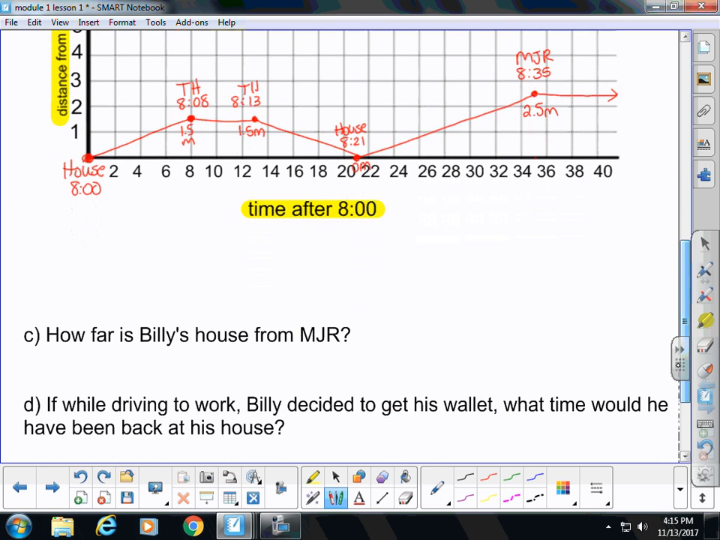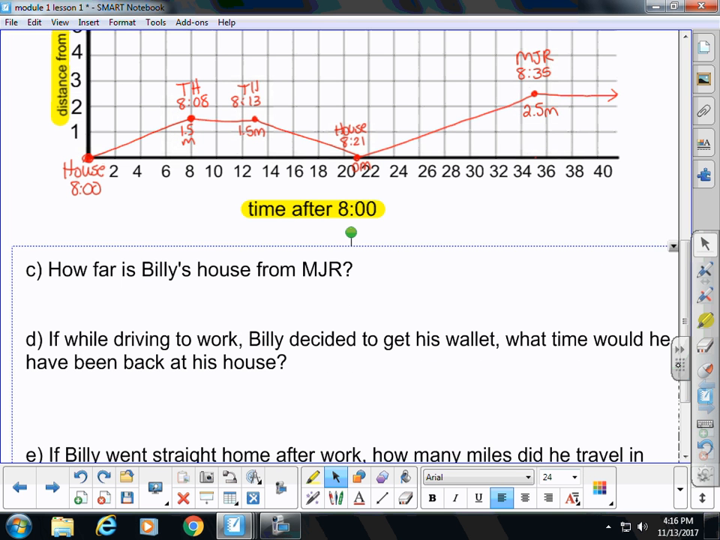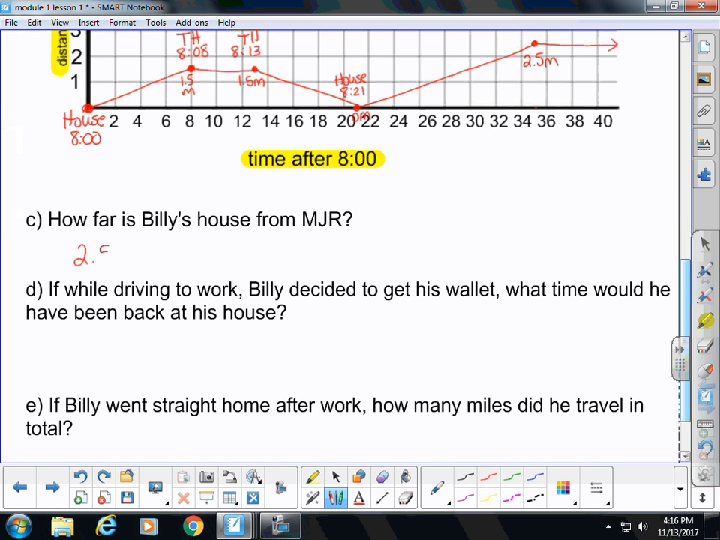Okay, so now some questions. Again, if we did all of our information correctly, we probably already answered these. And the first question is, how far is Billy's house from MJR? And that's the 2.5 miles. Next question, if while driving to work, Billy decided to get his wallet, what time would it be? That's the 8:21 I already figured out. That's the time that he passes his house.